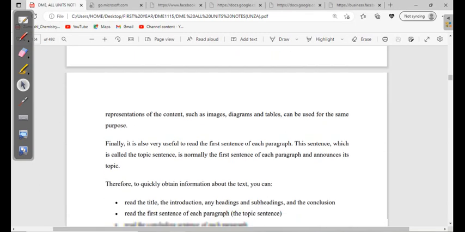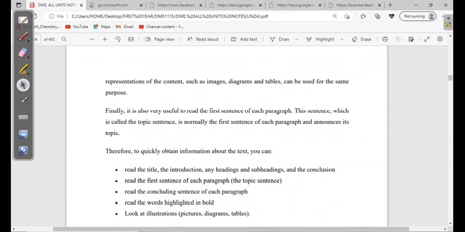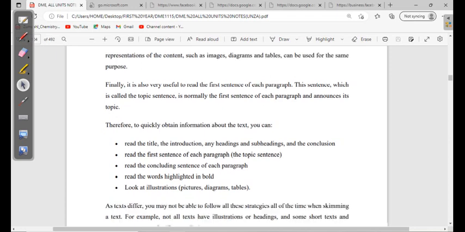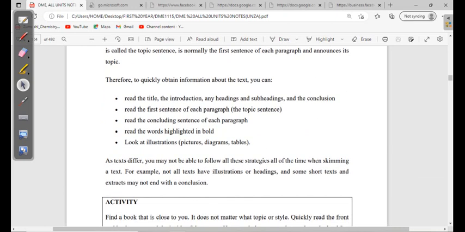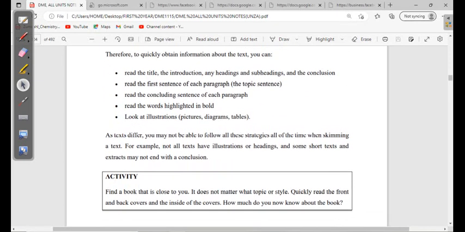Finally, it is also useful to read the first sentence of each paragraph. This sentence, which is called the topic sentence, is normally the first sentence of each paragraph and announces the topic. So the topic sentence, or first sentence of a paragraph, is going to announce a topic. Even when you are writing a book, make sure that the first sentence is the one which talks generally about what you are going to discuss in that paragraph.